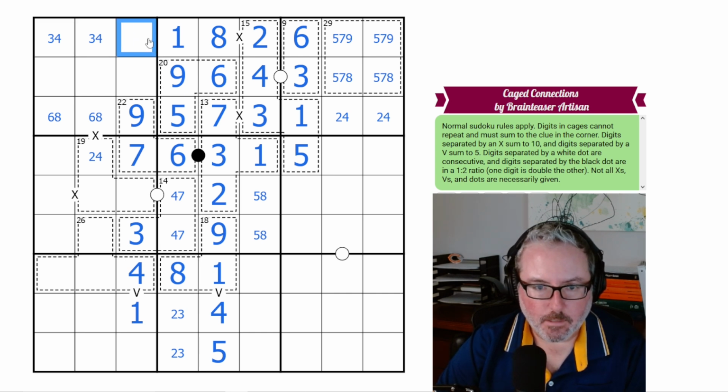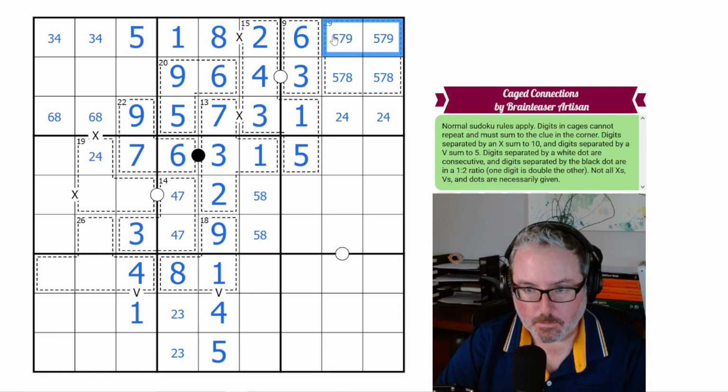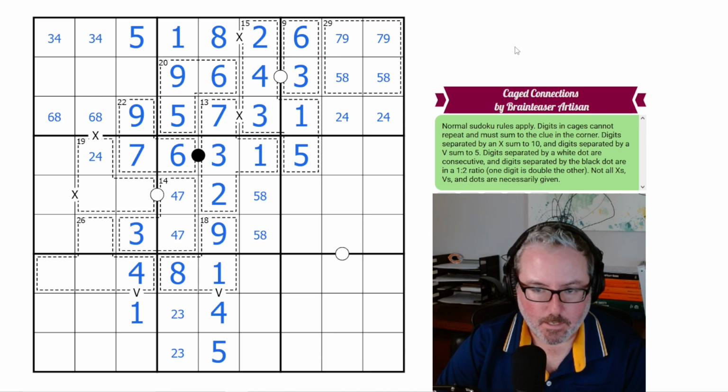This ends up being 5, 7, or 9. That cannot be 7 or 9, so therefore it is 5. So we can remove our 5 here, and that's going to tell us we've got a 7, 9 pair and a 5, 8 pair.